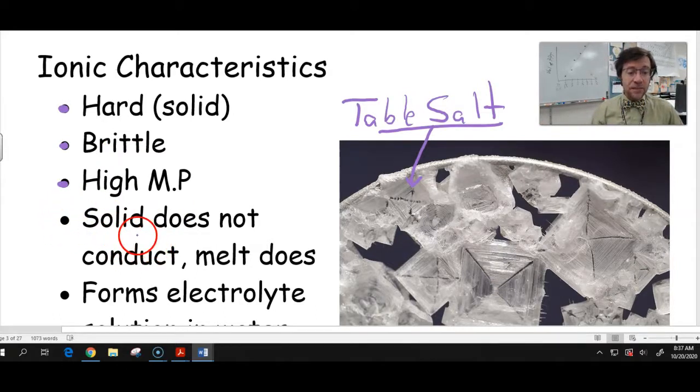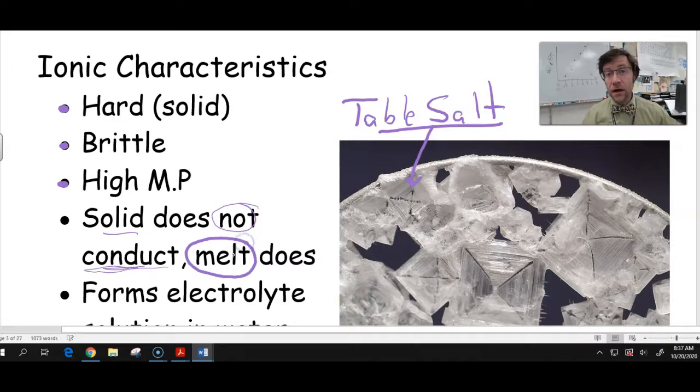The solid does not conduct. Okay? It cannot conduct. And when I say conduct, I mean conduct electricity. However, if you melt an ionic substance, like make it into a liquid, it suddenly conducts electricity. The reason is that to conduct electricity, you have to have ions that can move around, which is why metal conducts electricity so well.